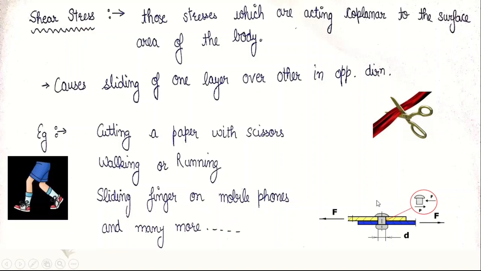Here you can see that there is a lap joint of two plates that are riveted together, and the force F is applied at both the ends of those plates. When we examine this section of this rivet, we will find that this section will be undergoing a shear stress which can lead to its failure.